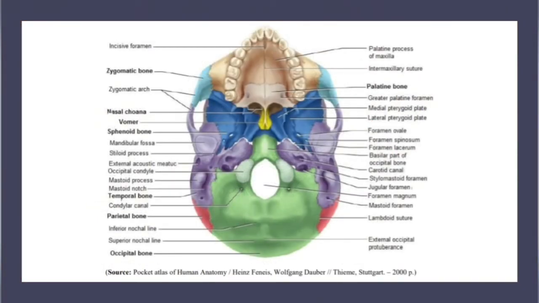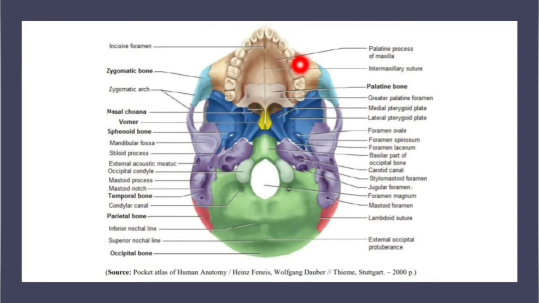So the cranial base first, it is the internal surface. In the internal surface, you will find three cranial fossae. And this view is actually the external surface, right? So don't worry about the labels. I want to show you the bones first, right?